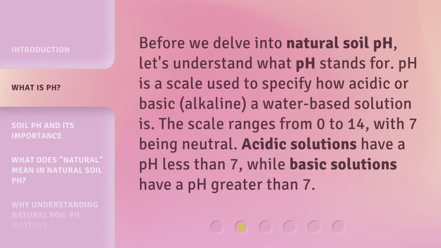Before we delve into natural soil pH, let's understand what pH stands for. pH is a scale used to specify how acidic or basic, alkaline, a water-based solution is. The scale ranges from 0 to 14, with 7 being neutral. Acidic solutions have a pH less than 7, while basic solutions have a pH greater than 7.